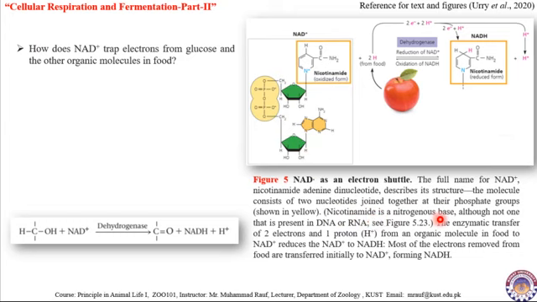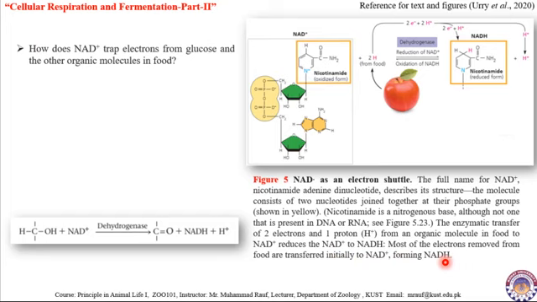Nicotinamide is a nitrogenous base, although not one that is present in DNA or RNA. So nicotinamide itself is a nitrogenous base, but this nitrogenous base is not part of the nucleic acid. The enzymatic transfer of 2 electrons and a proton from an organic molecule in food to NAD reduces the NAD to NADH. Most of the electrons removed from food are transferred initially to NAD, forming NADH.